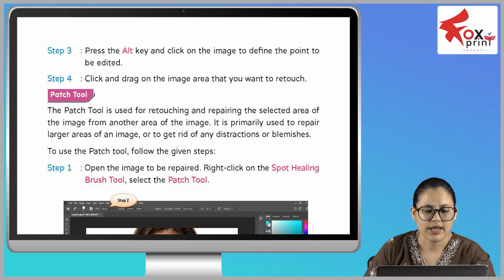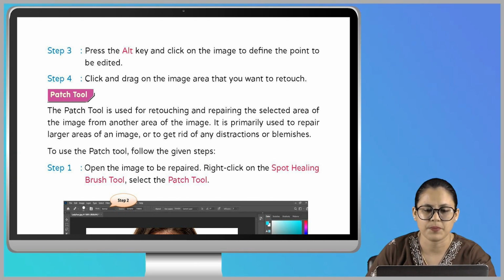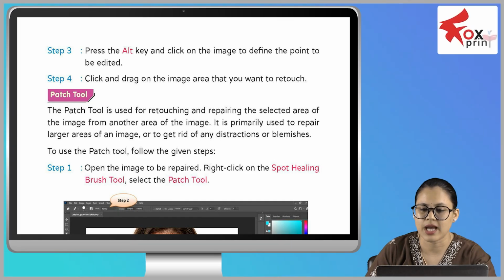So volcanic eruptions, earthquakes, floods, tidal waves, they are all different types of disasters that take place in nature. Let's talk about earthquake. So what happens during an earthquake?